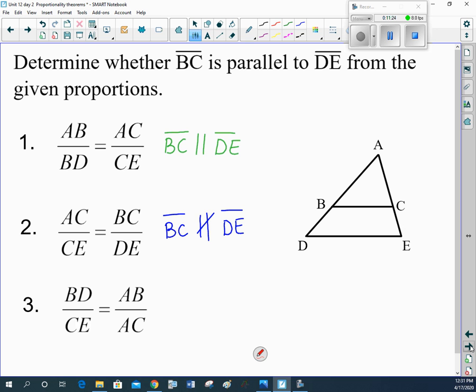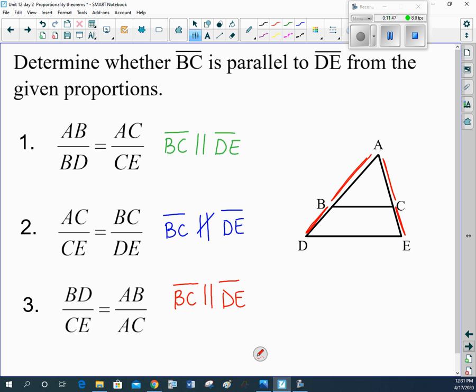Okay, last one. So BD is this piece right here, and proportional to CE, this side over here, okay. And then AB is proportional to AC. Okay, that's true. BC is parallel to DE.